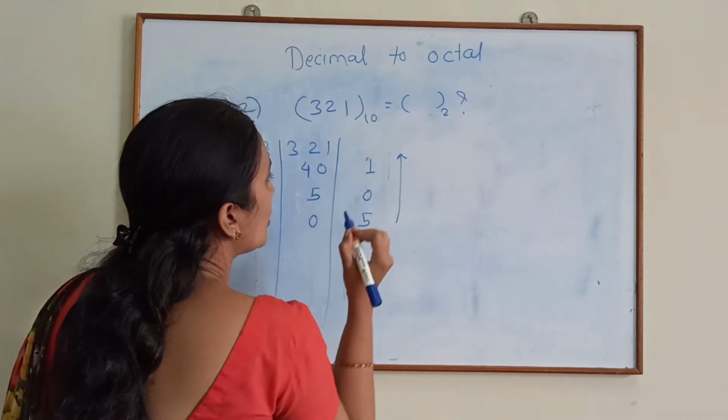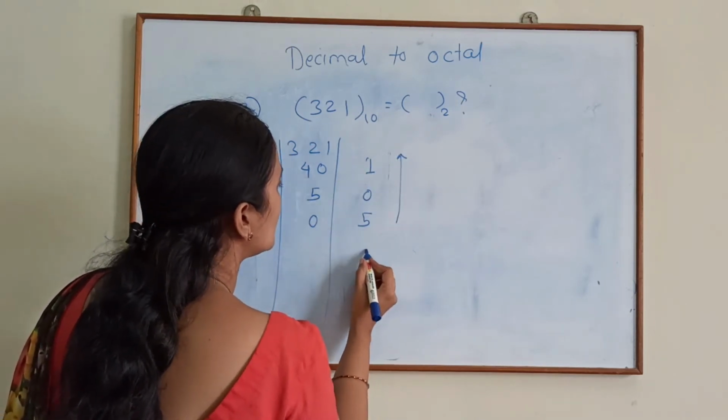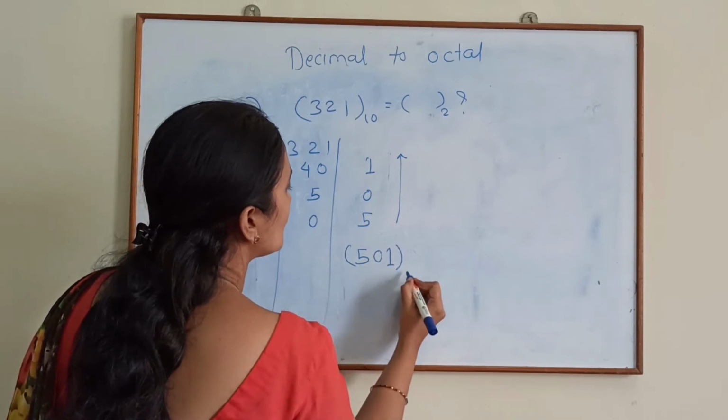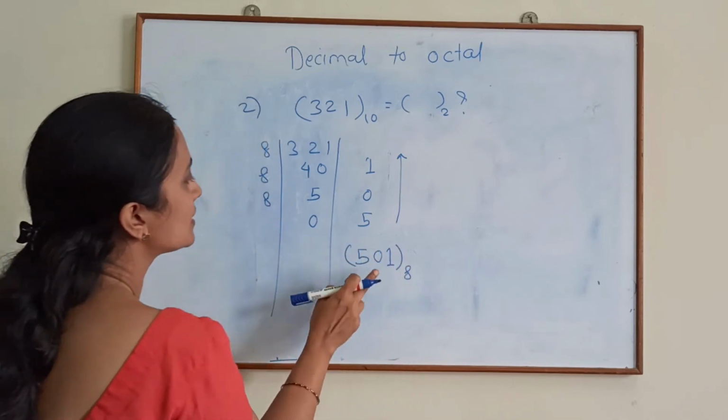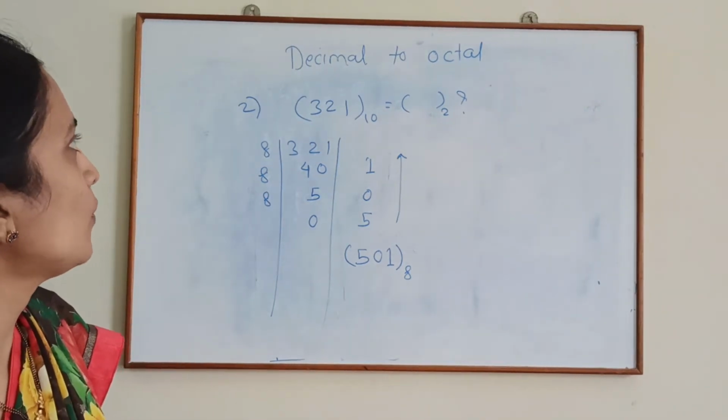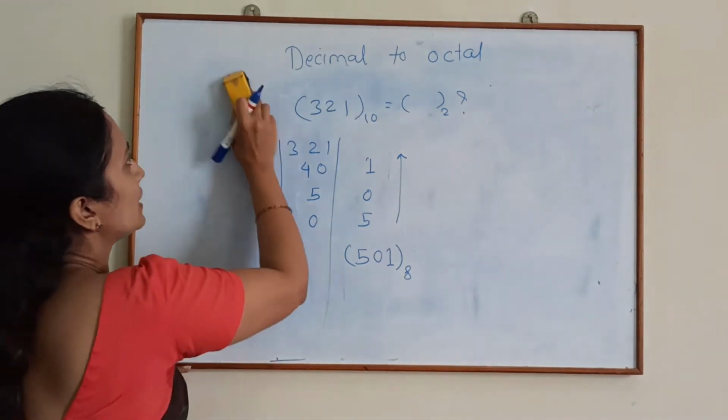Number will form from down to up. Therefore, number is 501. This is the octal equivalent of 321. One more example we will take.